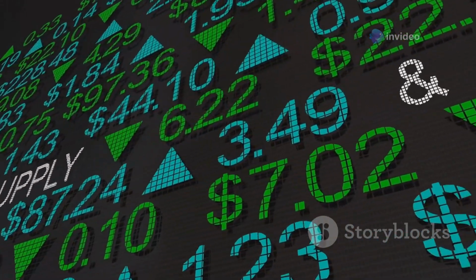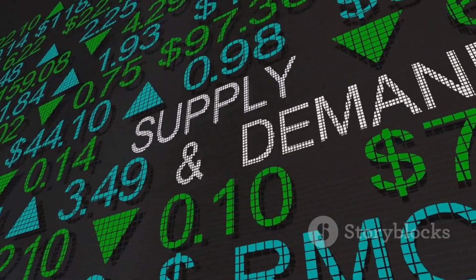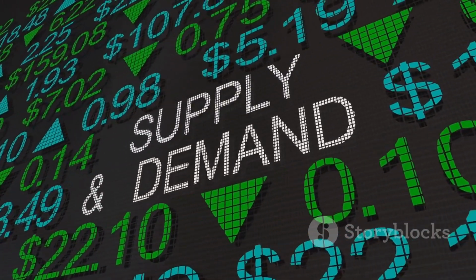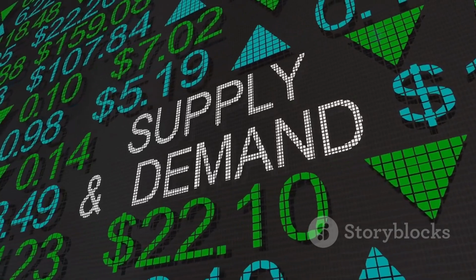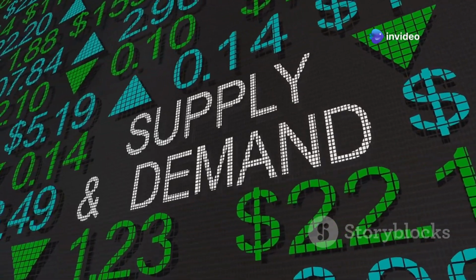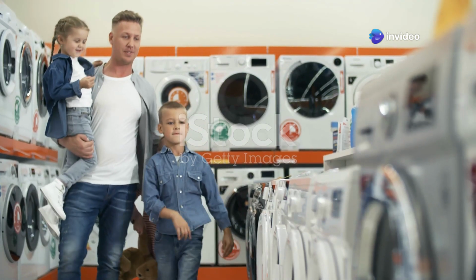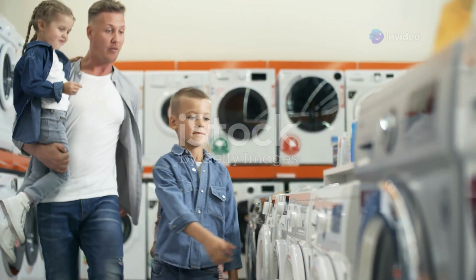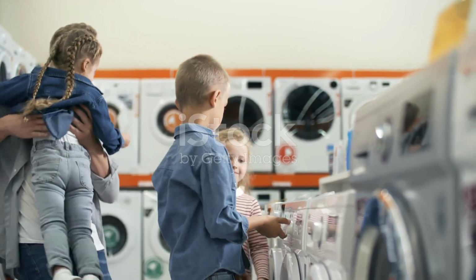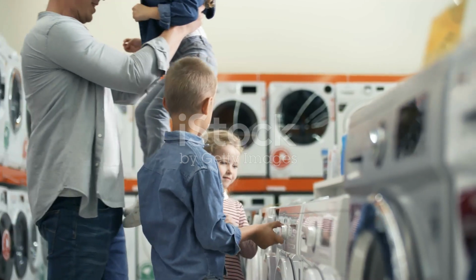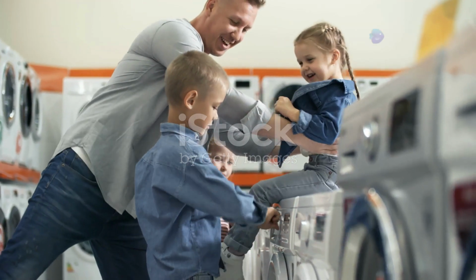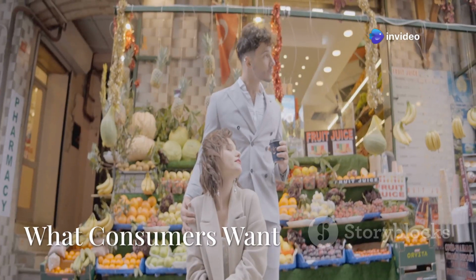By grasping the basics of these economic principles, we can gain valuable insights into how markets function and how our own choices fit into this complex web of interactions. With a clearer understanding of demand and supply, we can become more informed consumers, making smarter decisions about our spending habits and navigating the marketplace with greater confidence.